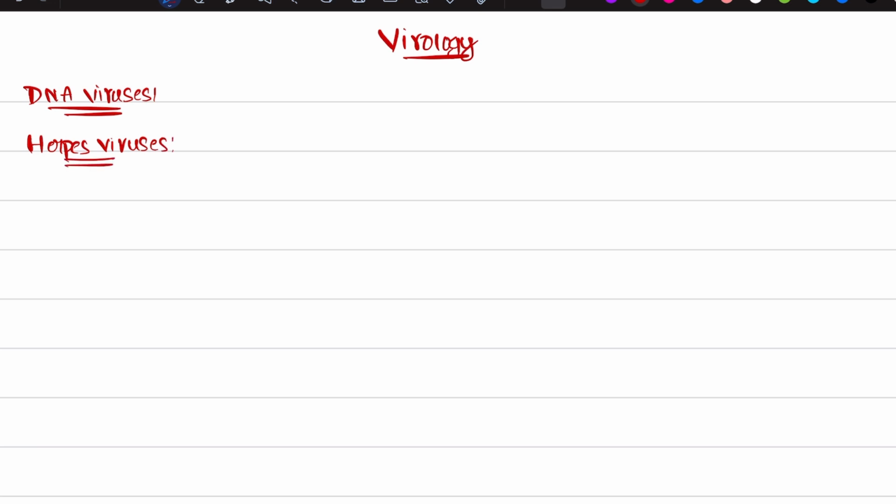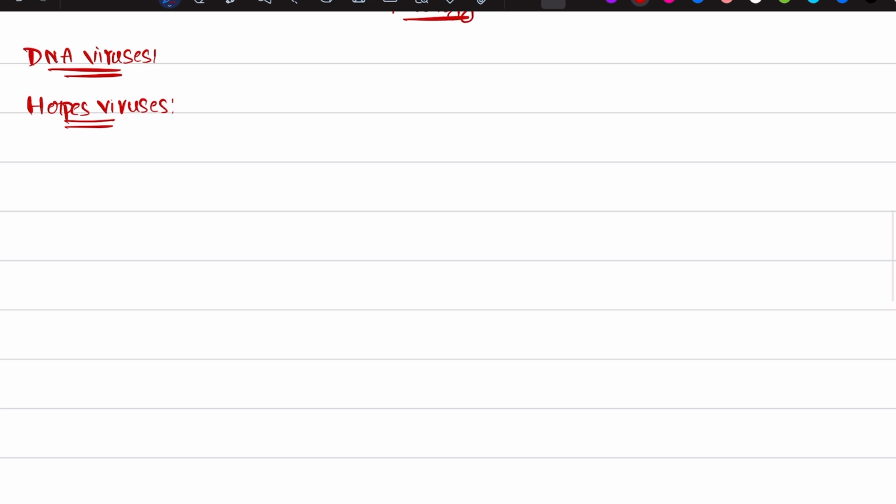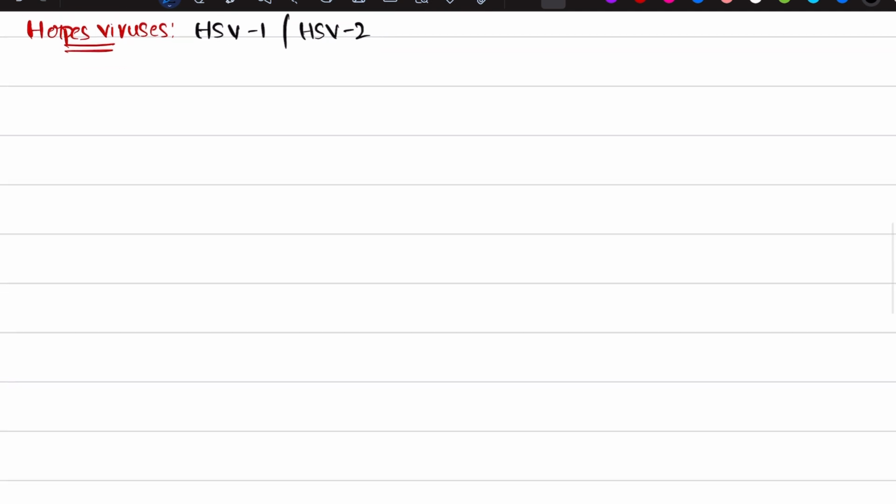These are of 8 types, but in that, today we are going to discuss HSV1 and HSV2. First, what is this HSV? Herpes simplex virus. Just repeat with me. Herpes simplex virus. So, first we are going to discuss HSV1.